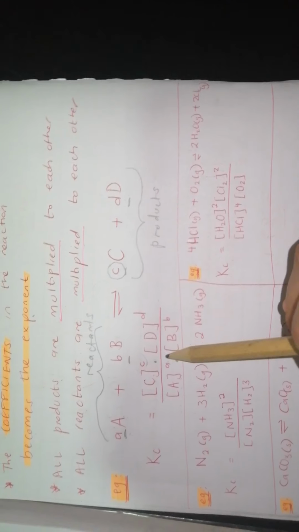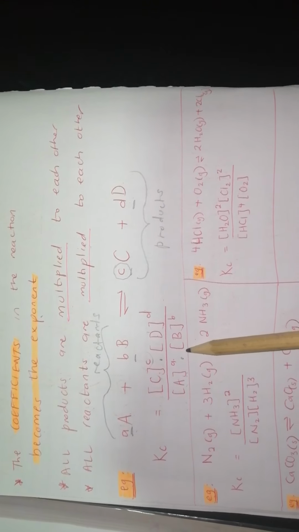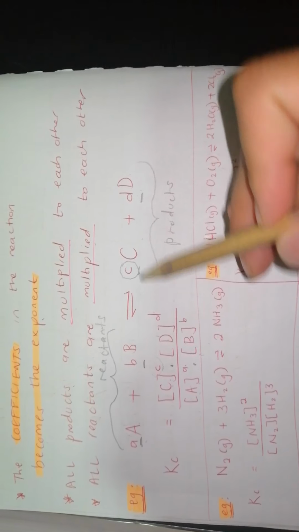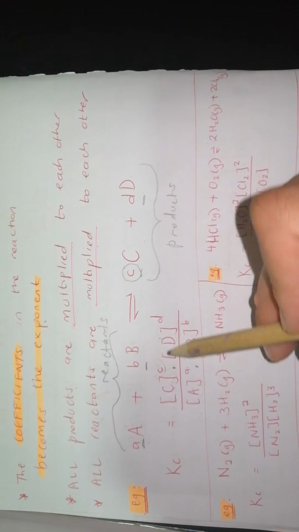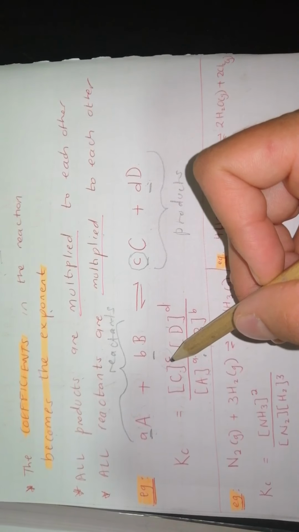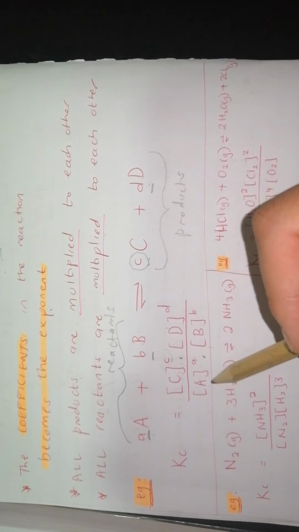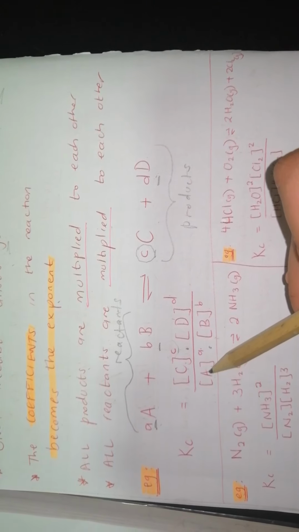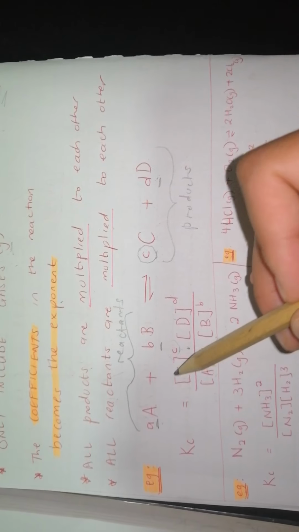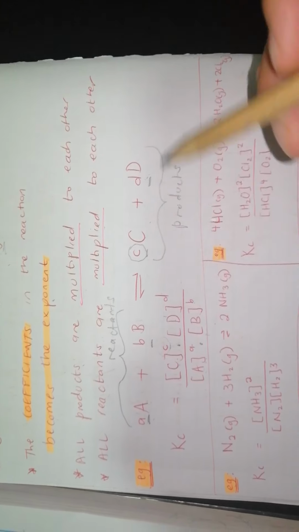So let's go through this one more time. Kc is equal to the concentration of products divided by the concentration of reactants. You multiply all of the products to each other, and you multiply all of the reactants to each other. You take each product, put it in square brackets like I did here for C and D, and whatever the coefficient of that product is, you make it the exponent of that specific compound or element. The same thing for reactants: they are multiplied to each other, and their coefficients become their exponents.